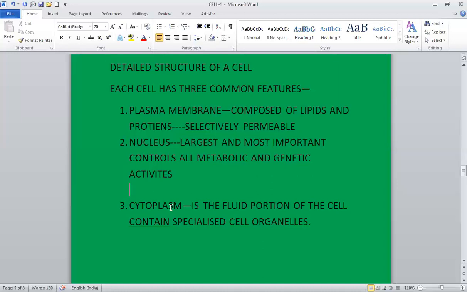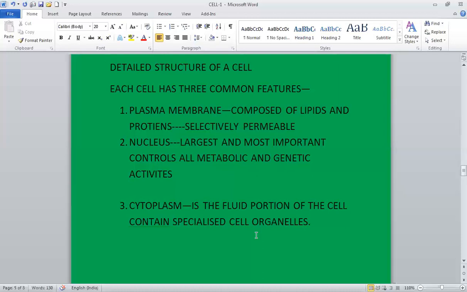Then comes the cytoplasm. What is cytoplasm? Cytoplasm is the fluid portion of the cell which contains specialized cell organelles. It is present between the plasma membrane and the nuclear envelope, and it contains all the different cell organelles.